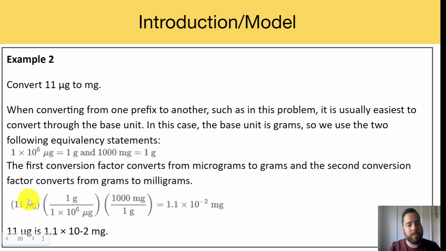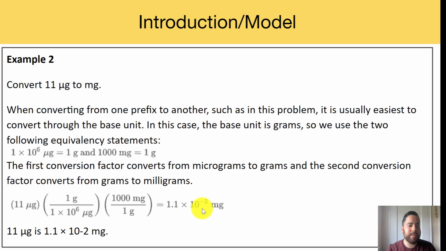The rest is essentially plugging it into your calculator, making sure not to make mistakes. You can double check that in your calculator. We're going to multiply across and then divide, and that gives us a final answer of 1.1 times 10 to the negative 2 milligrams.